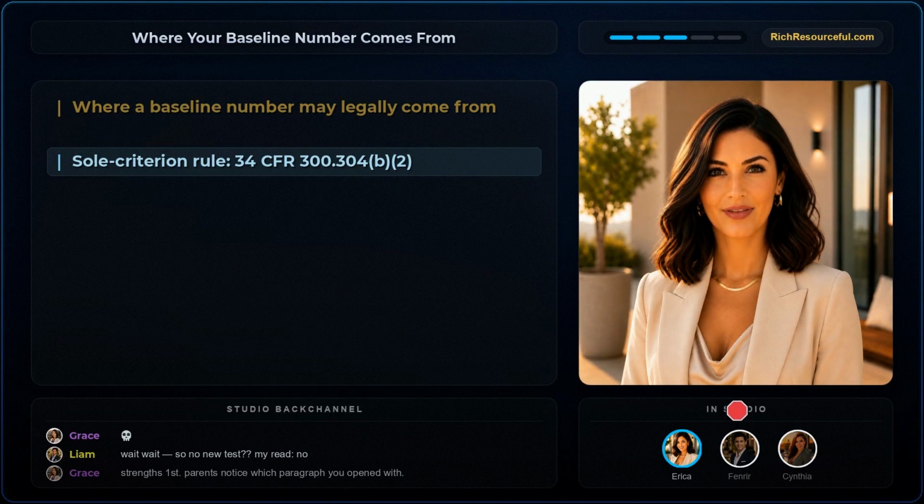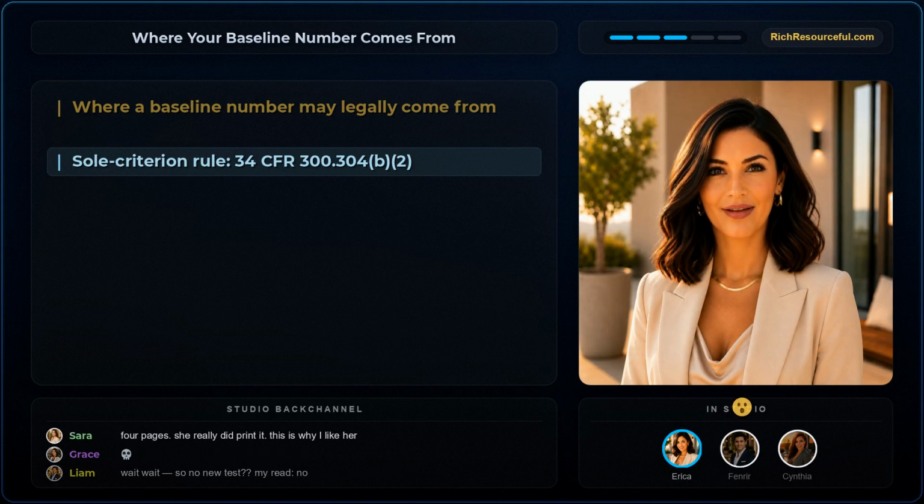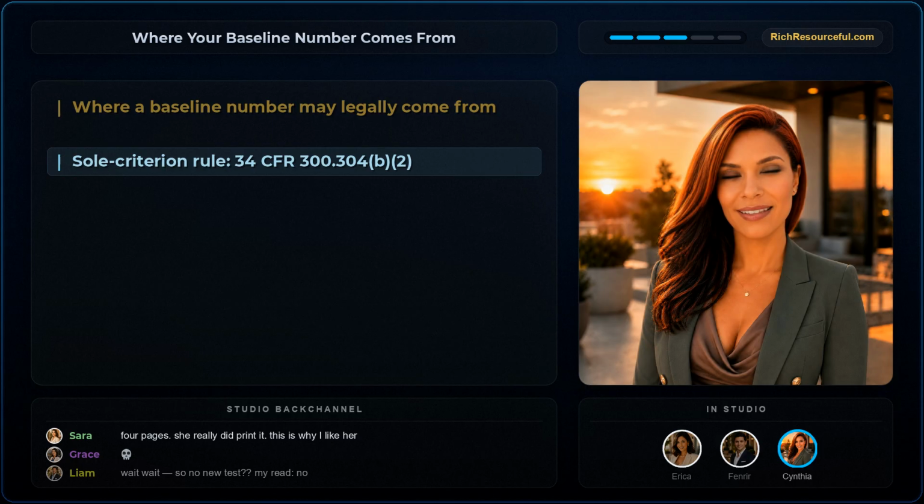No single measure may be the sole criterion. That's the rule I held back a few minutes ago, and here's what it kills. 1 score alone, deciding both eligibility and program. Then does that rule out using the fall screener at all?